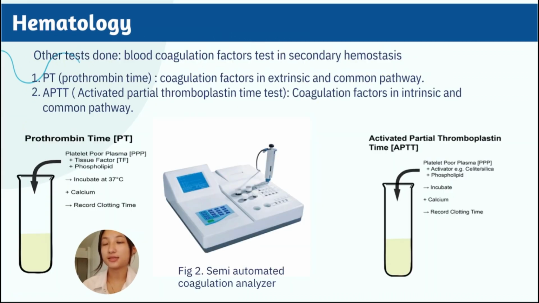For the other tests, we also had the blood coagulation factor test in secondary hemostasis. First one is PT, prothrombin time, which tests the coagulation factors in the extrinsic and common pathway. Then is the activated partial thromboplastin time, or aPTT, and we have the coagulation factors in the intrinsic and common pathway as well.